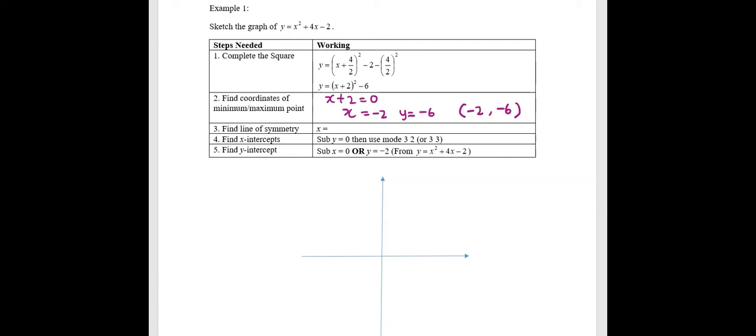Alright, for the next part, we realize that the line of symmetry follows the x coordinate of the turning point. So x equals negative 2 is also our line of symmetry. And then from the video on sketching graphs using the factorized form, we realize that to find the x-intercept, we substitute y equals 0. To find the y-intercept, we substitute x equals 0. For a bit more exploration on that, please go on to that video. Otherwise, I'm just going to skip that part and go straight into the working out of the x and y intercepts.